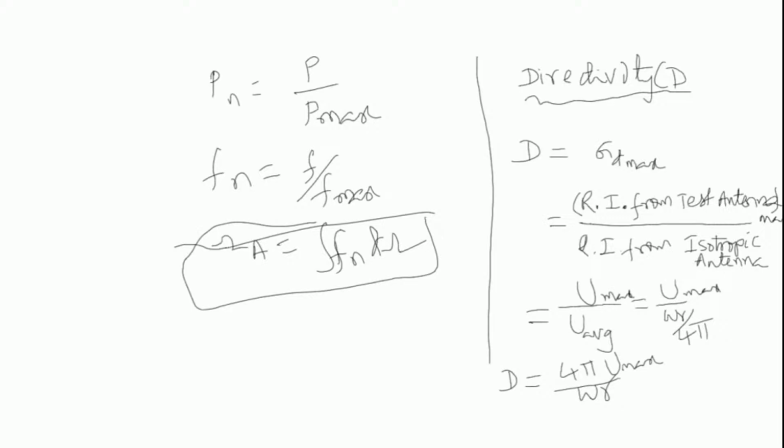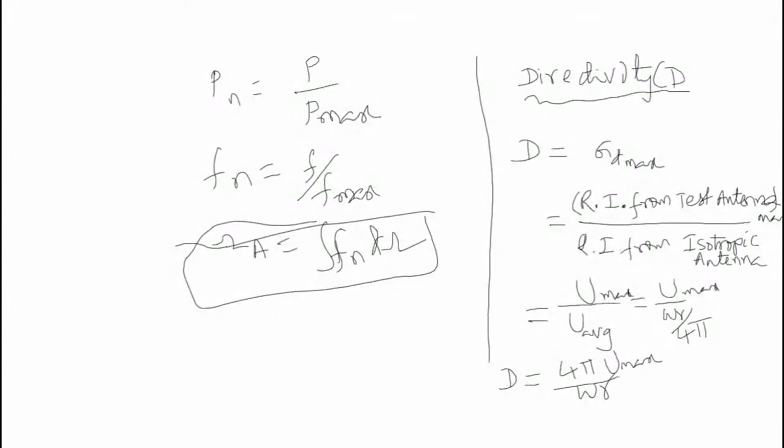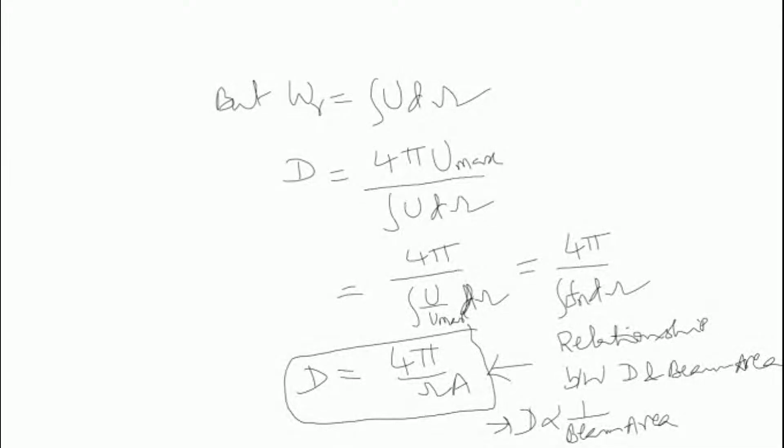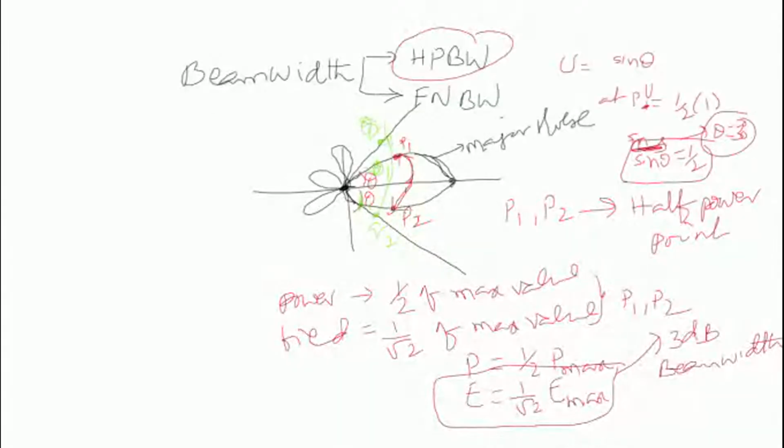From that, we can derive the relationship between directivity and beam area. Directivity D equals G D max. Already we have the definition of GD; we just need to maximize this one. As you have a numerator and denominator, in order to get the maximum value, we need to maximize the numerator, that means U by U average. In order to maximize this D, you need to maximize U max. So finally, we got D as 4 pi by omega A. Then we discussed beam width, half power beam width, and first null beam width.